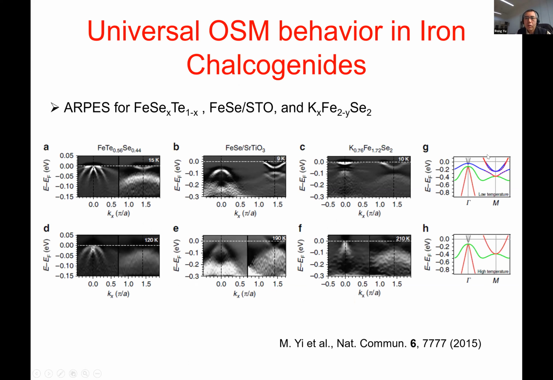And especially for the experiment, it has been recognized that the orbital selective Mott behavior is kind of a universal behavior for all the iron chalcogenide systems, both for the doped iron selenide system, or the single layer iron selenide system, or this potassium iron selenide system. And in all these systems, when increasing the temperature, the system seems to go from a bad metal phase to an orbital selective Mott phase, as shown in this very nice paper by Professor Ming Yi several years ago.